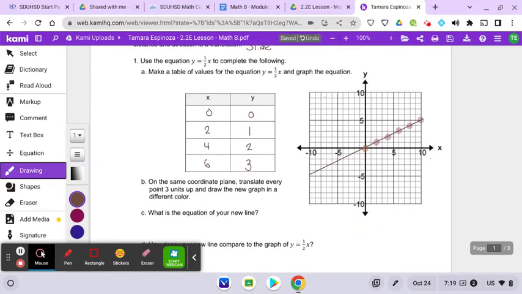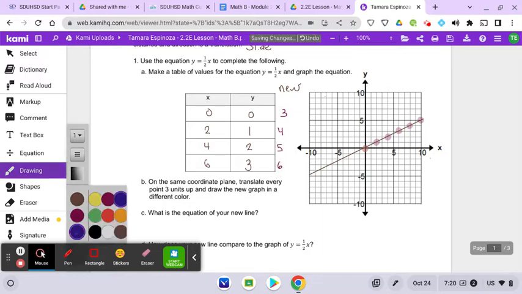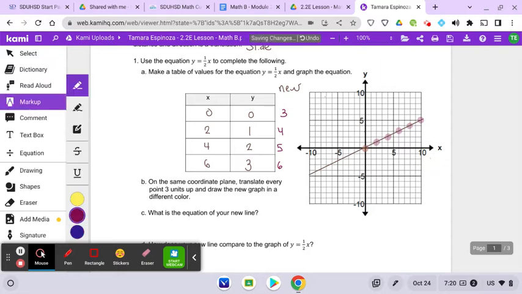On the same coordinate plane, translate every point 3 units up. Then draw the new graph in a different color. So we're just adding 3. So our new one, if we look at the table, we're going to add 3. So 3, 4, 5, 6. We're shifting our graph up 3. The y-intercept is now 3. It's parallel. It's still going to have a slope of 1/2.